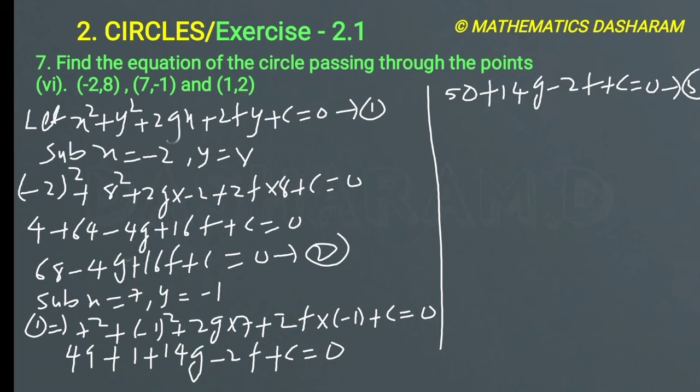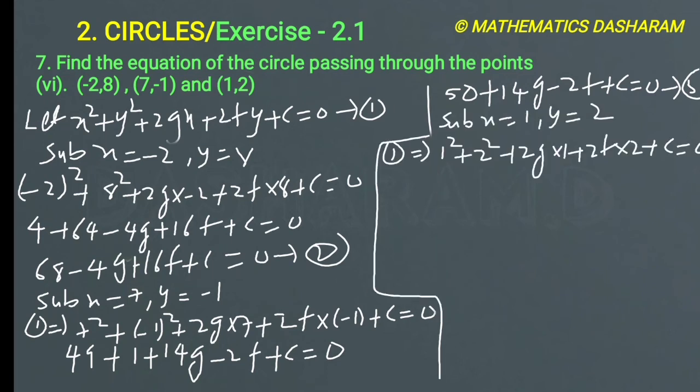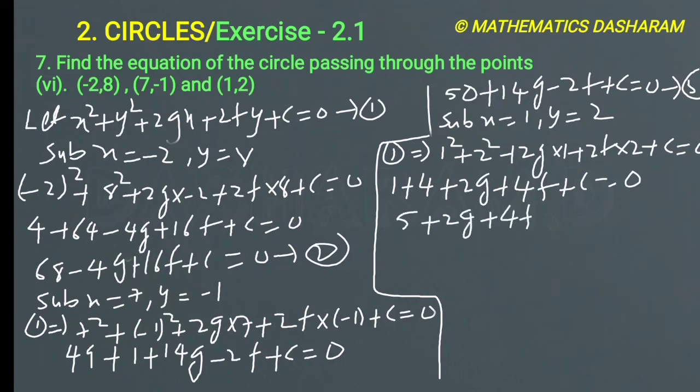Next substitute the third point, that is 1 comma 2. So 1 square is 1, 2 square is 4 plus 2 into g into 1, 2g plus 4f plus c equals to 0. So 1 plus 4 is 5 plus 2g plus 4f plus c equals to 0, equation 4. Now equation 2 minus equation 3.